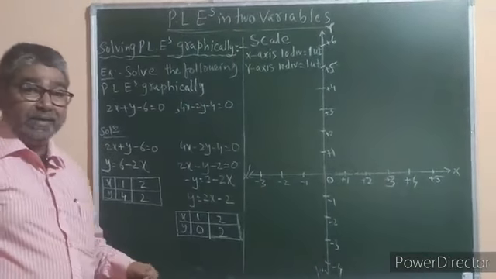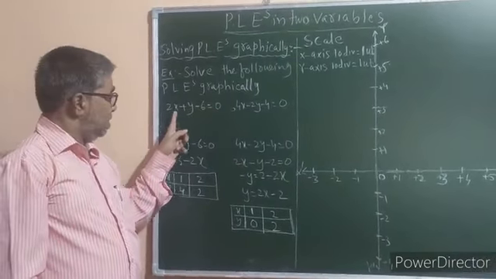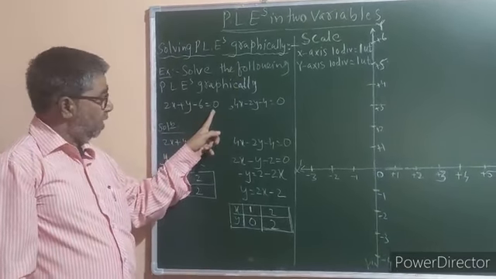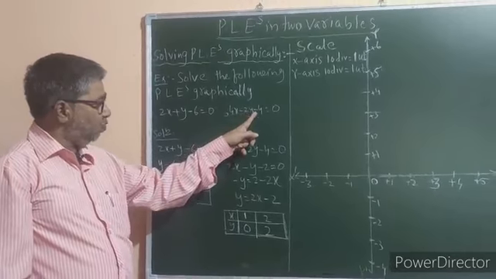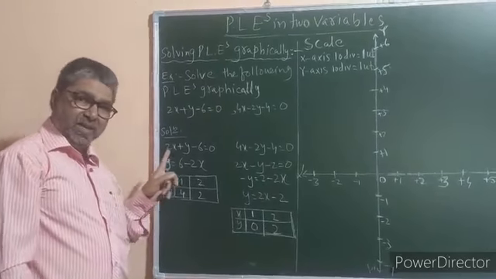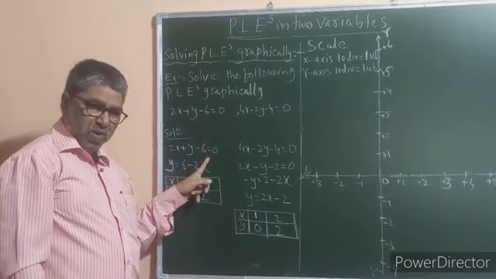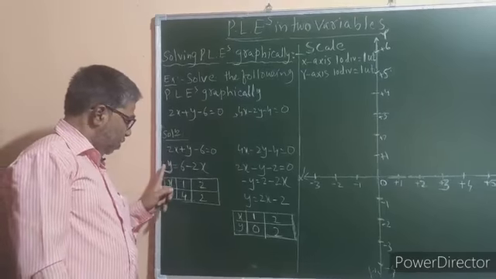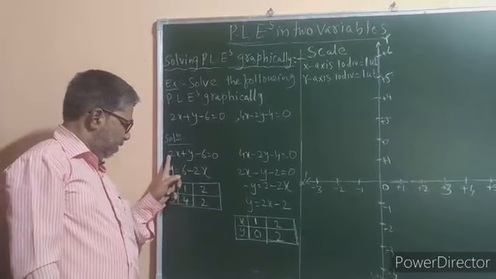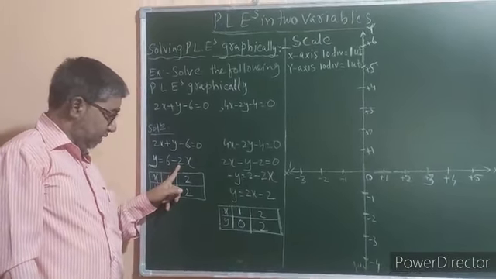So coming to the second example: solve the following pair of linear equations graphically. 2x plus y minus 6 is equal to 0, equation number 1. 4x minus 2y minus 4 is equal to 0, equation number 2. Now consider the first equation, 2x plus y minus 6 is equal to 0. Bring it to the standard form. y is equal to, minus 6 will become plus 6, and plus 2x, if you shift it to the RHS, will become minus 2x.